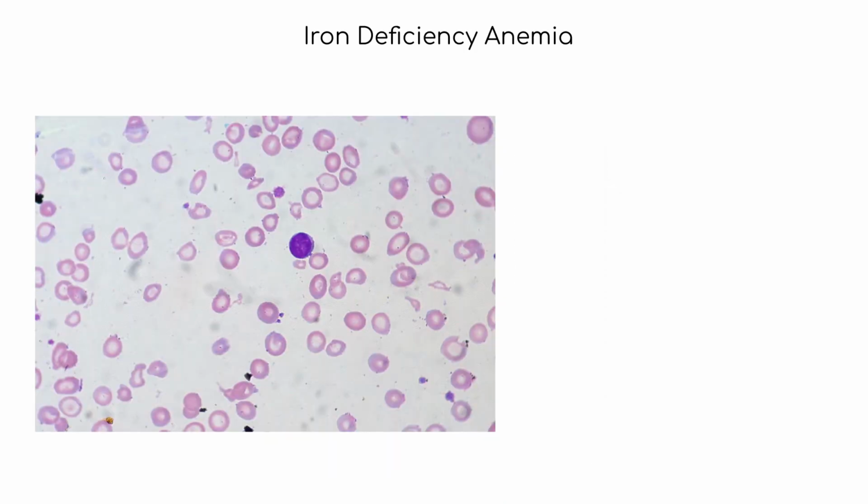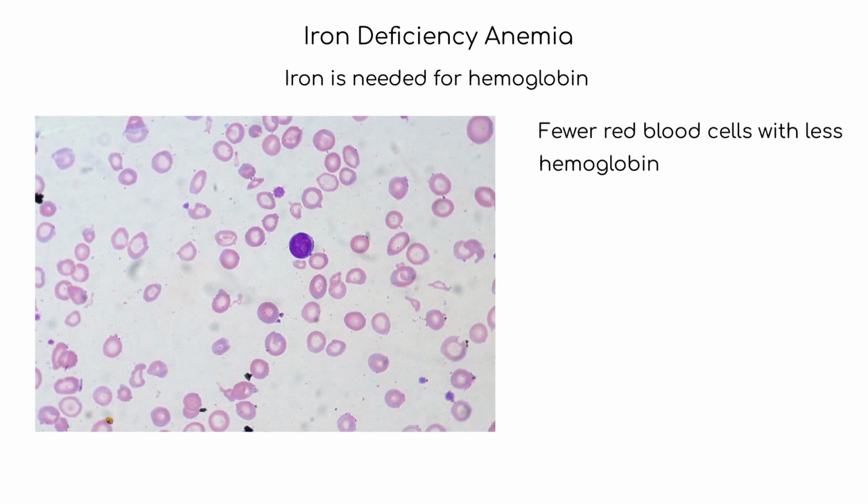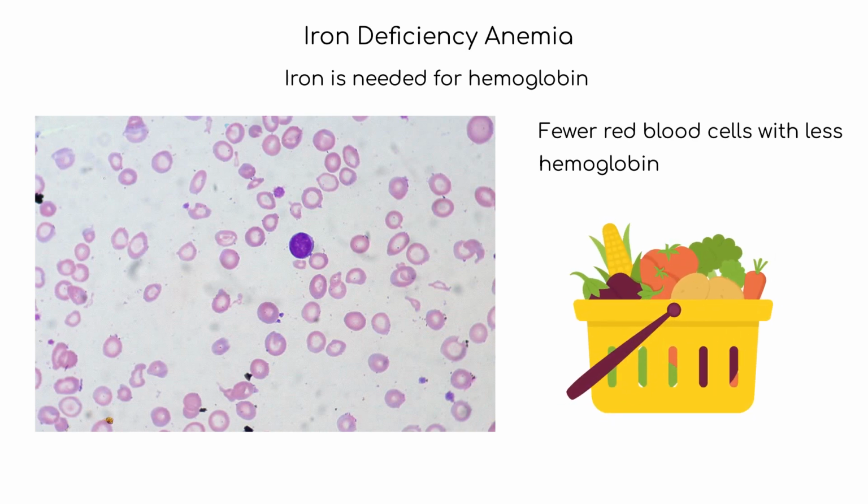Let's begin with iron deficiency anemia. Iron deficiency anemia is the most common type of anemia. It is caused by a lack of iron in your body, which is needed to make hemoglobin, a protein in red blood cells that carries oxygen. Here we see fewer red blood cells that are more transparent than normal cells due to the decreased hemoglobin. Iron comes from food sources like red meat, poultry, fish, beans, and leafy green vegetables.